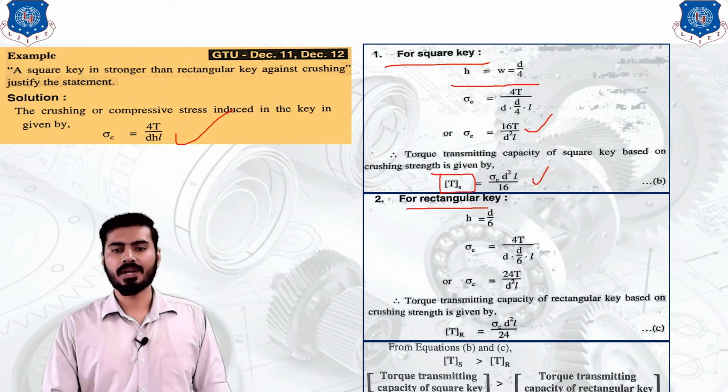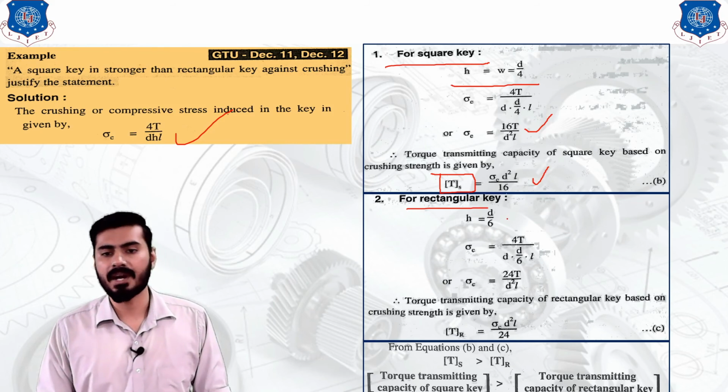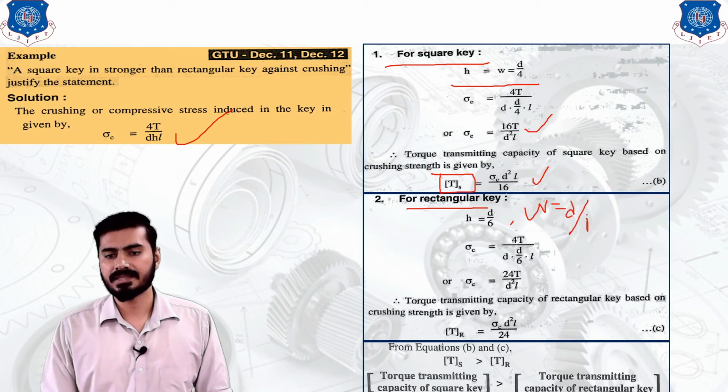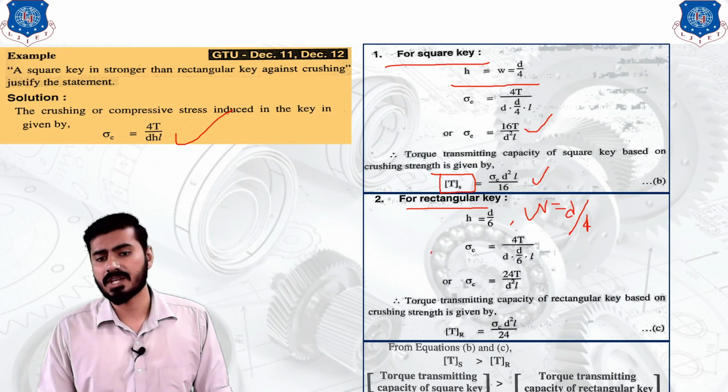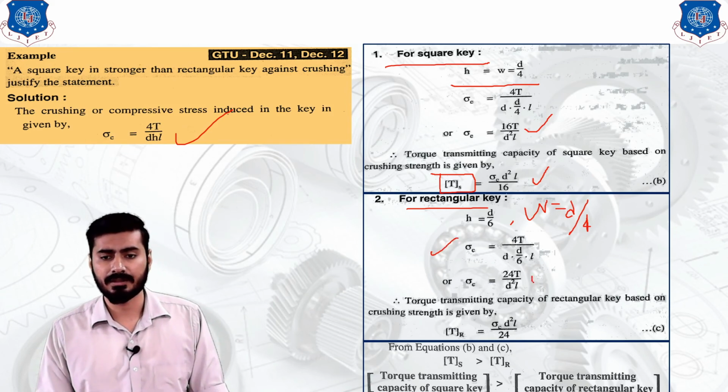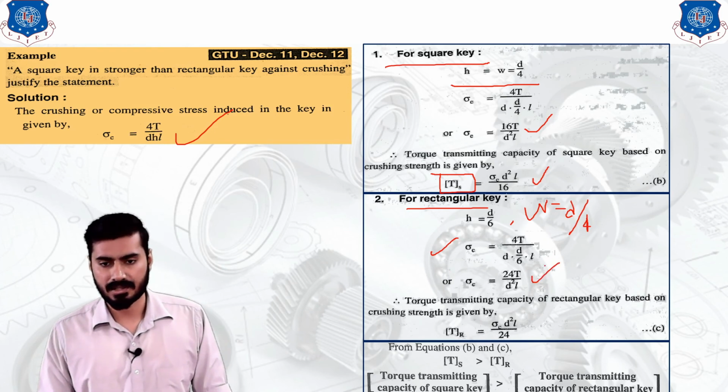For the rectangular key, a similar method is applied, but for the rectangular key, W will be d by 4 and H will be d by 6. That is the only difference between the rectangular key and the square key. Then if you put all these values into this equation of the crushing stress, you will get this answer by simplification like this.